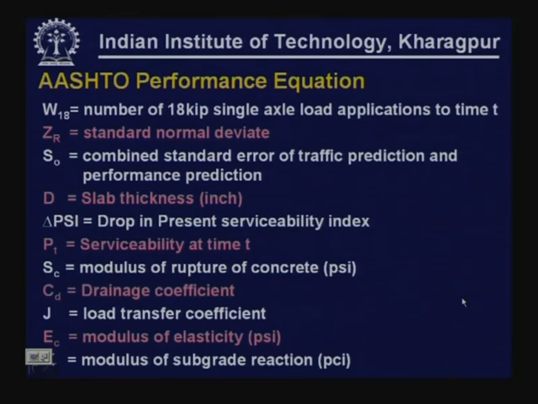W18 is the number of 18 kip single axle load repetitions to time t. ZR is standard normal deviate, which corresponds to the level of reliability that we select. SO is the combined standard error of traffic prediction and performance prediction. D is the slab thickness expressed in inches. Delta PSI is the drop in present serviceability index starting from the time of construction.